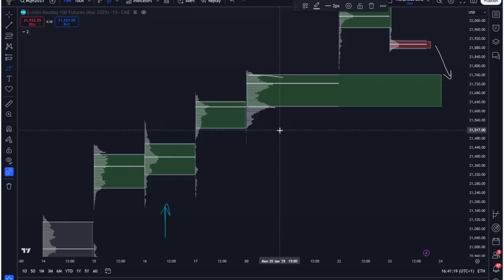I was not using 15 minutes. I was using the combination of 5 minutes and 1 minute. 5 minutes was my bias. 1 minute was execution. So I was using, for example, let's say VWAP and structure on 5 minutes and execution on the 1 minute time frame.